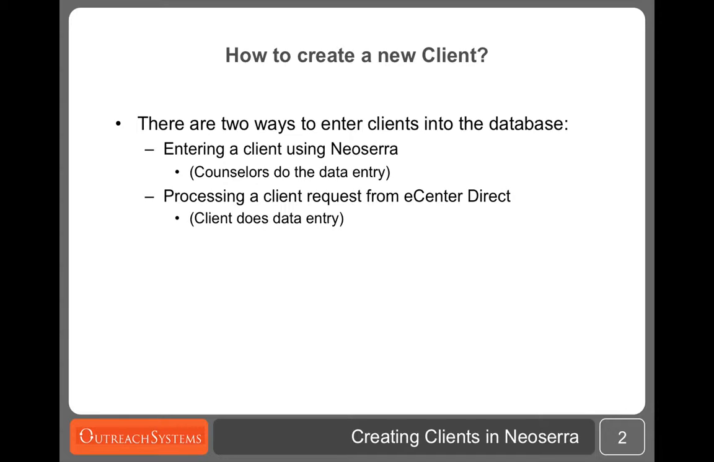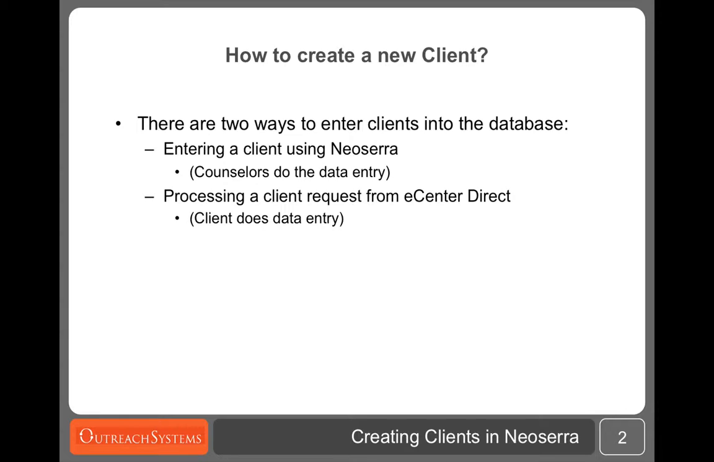Another way of getting new clients into your database would be to pass along your eCenter Direct client signup link to your clients and have your clients actually fill out the online application form themselves. And then all you need to do is process and accept their application. Obviously, if you need to do the data entry, it's going to be a little bit more effort. And of course, when the client does it, you need to double check all the data entry. During this video, we will approach both methods.